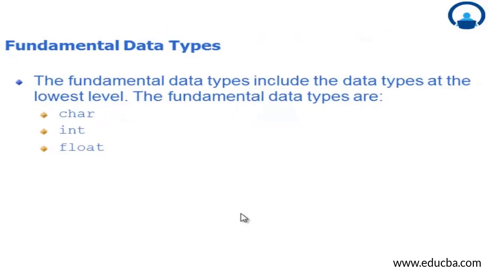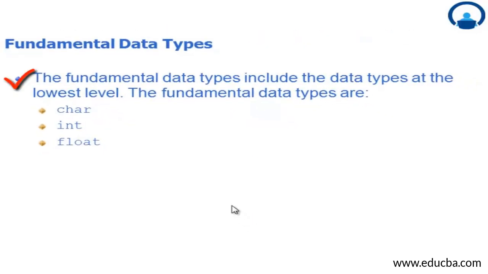The fundamental data types include the data types at the lowest level: char, int, float. These are the fundamental data types. What is a char data type? It is for storing one character. Let's say I want to store the character A. So we can use the fundamental data type char.